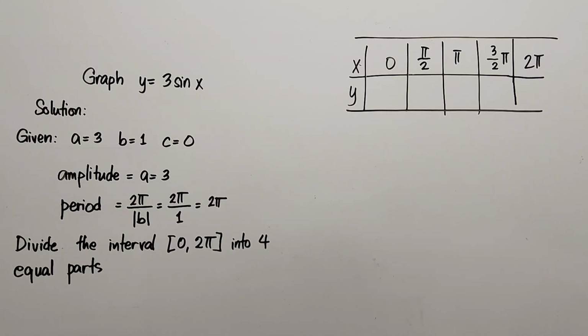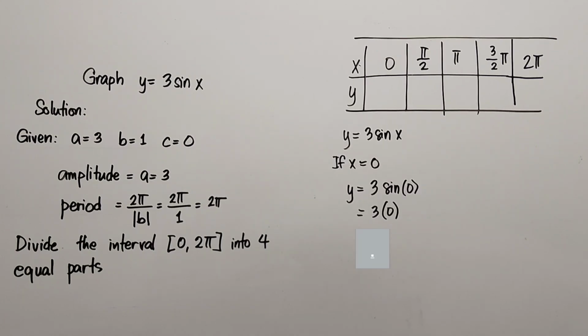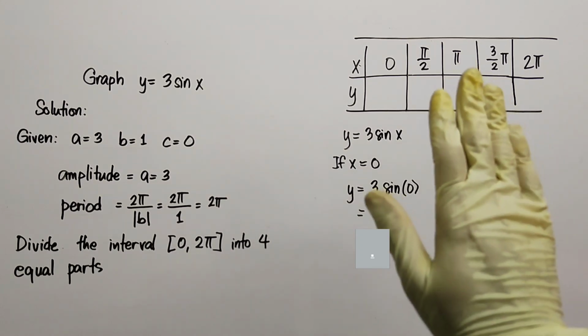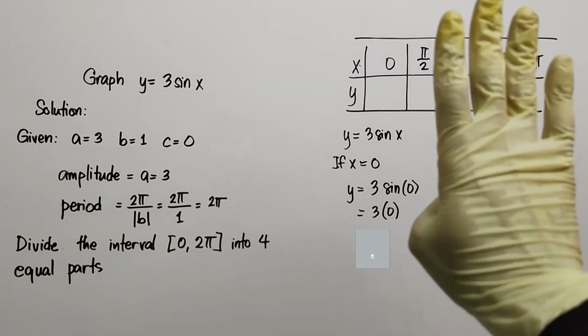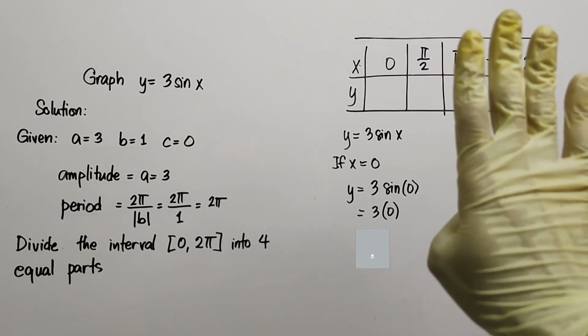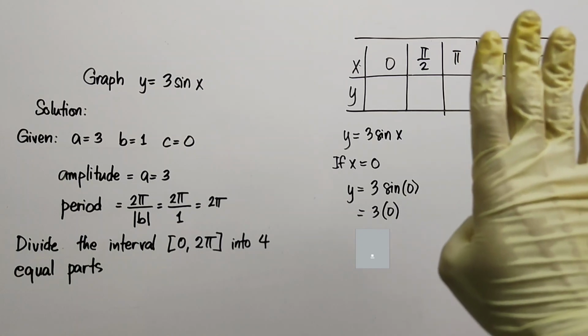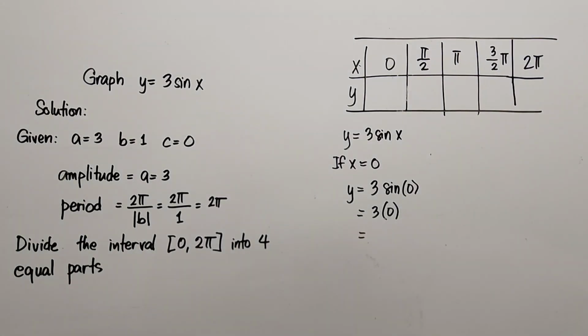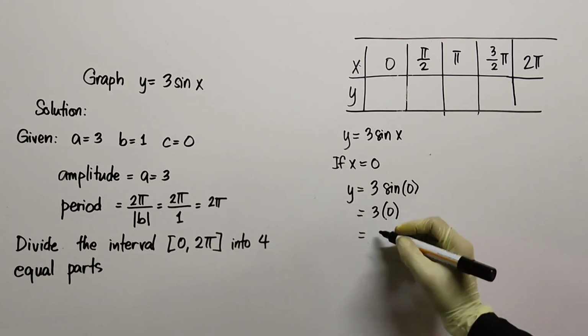This time, we are going to evaluate each value of our x in our original equation y equals 3 sine x. For the first value of x, which is 0, that becomes y equals 3 sine 0. So what is sine 0? By using your hand, this is the 0. Sine 0 is square root of 0 over 2, and that is equal to 0. And 3 times 0 is 0.